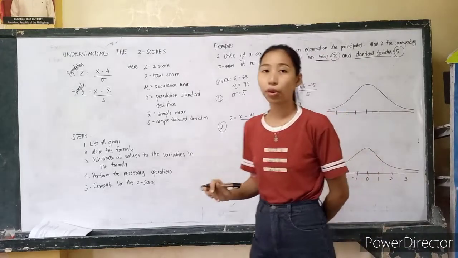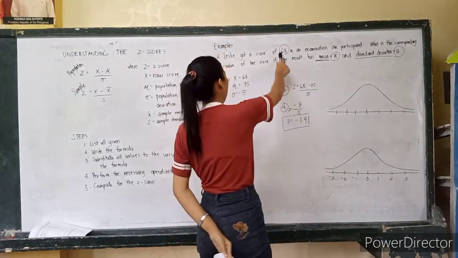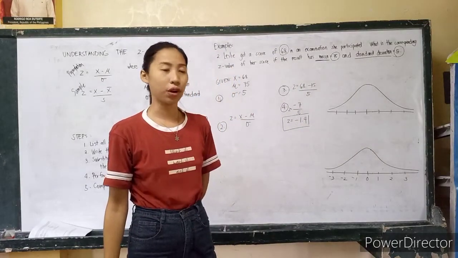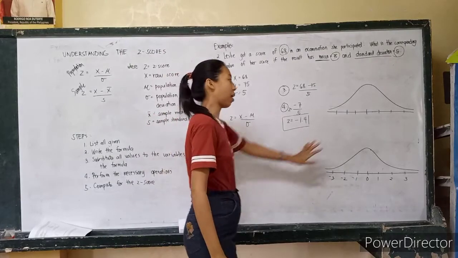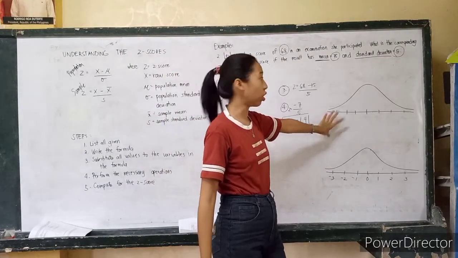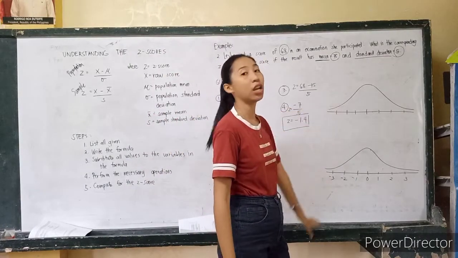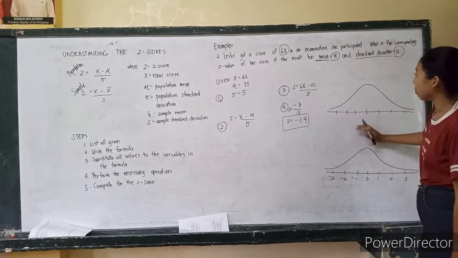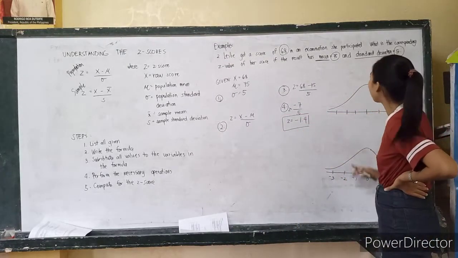Therefore, your z-score or z-value of 68 is negative 1.4. Let's see with our curves. The first one is a normal curve and the other is a standard normal curve. Atong tanawon para makita nyo side by side kung similar ba silang duha.